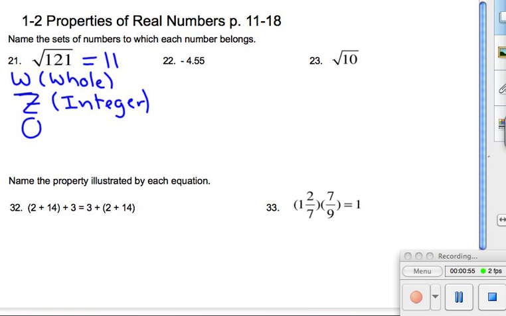It's going to be a rational number, because I can write it as a fraction, and that's what rational numbers can do, is be written as a fraction. And it's also going to be a real number.